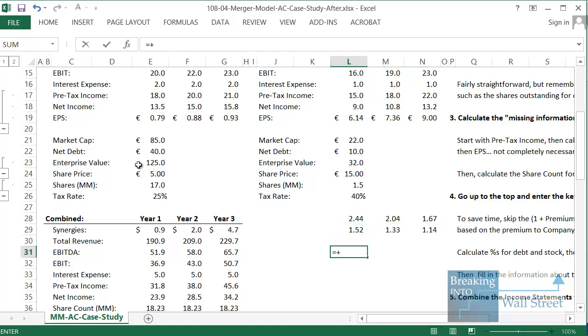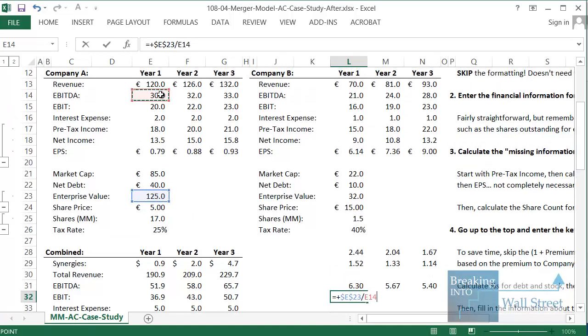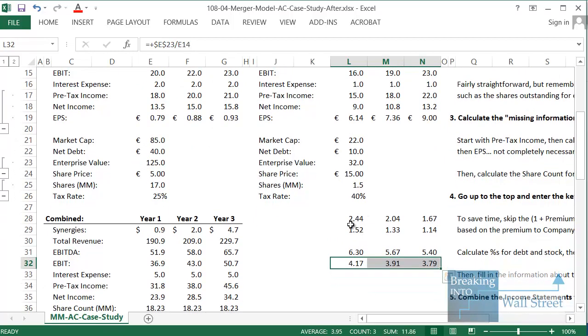Now, if you look at company A's numbers, so their market cap divided by their net income, 6.3 to 5.4, still on the low side, but a whole lot more expensive. And then if you look at their enterprise value to EBITDA multiple, 4.2 to 3.79. And this tells you, in effect, why the deal works as it does, because company B is just a whole lot cheaper than company A for some reason.